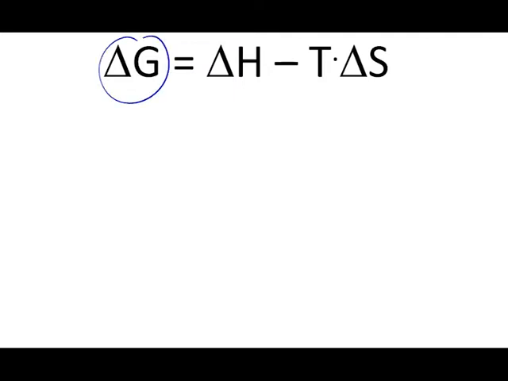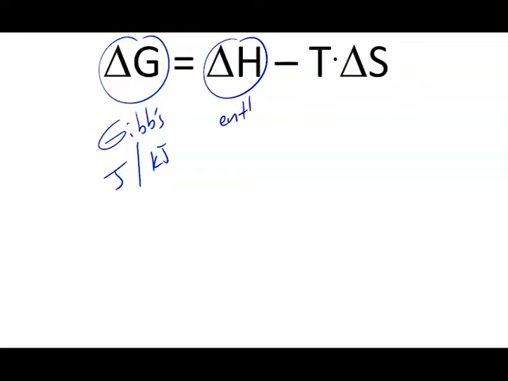So first of all, delta G is Gibbs free energy. And since it's energy, we're looking at joules or kilojoules for units. And we'll come back to that in a second. Delta H is the change in enthalpy. Some people overpronounce this in college.